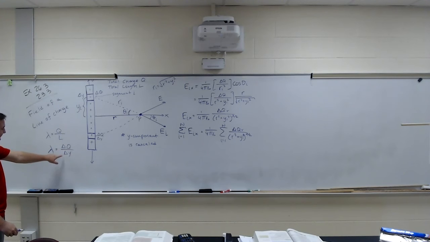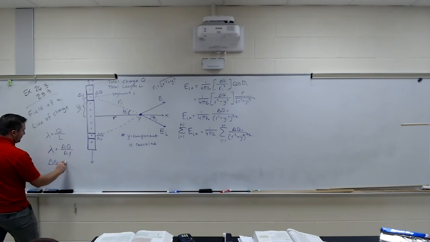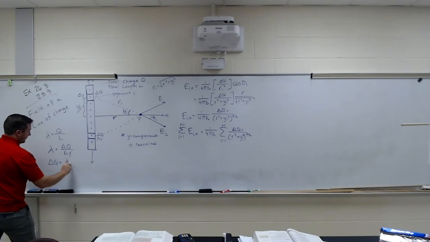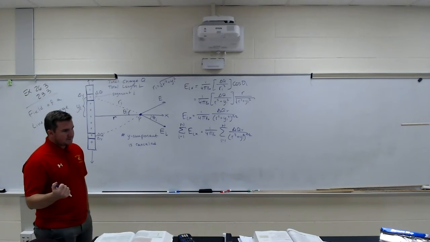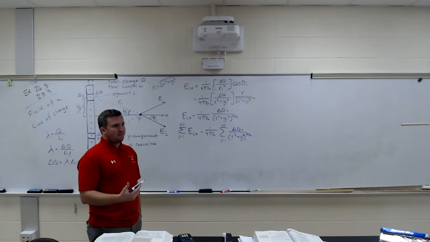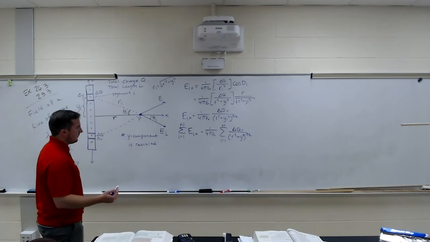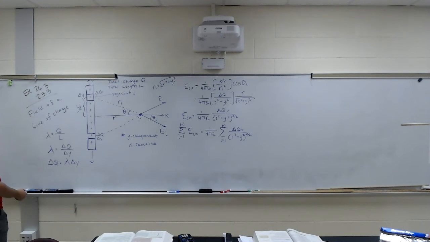And now I can replace delta q with lambda delta y. So we multiply it, right? Delta q is equal to lambda times delta y. And actually, we want to be as specific as possible here, so I don't really want a lambda in my equation either, because it's not a basic physics concept. Lambda is a little bit more complex. So I want to replace lambda with its original value, which is q over L.